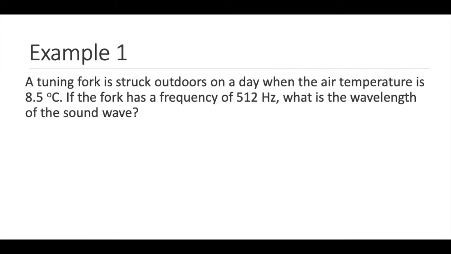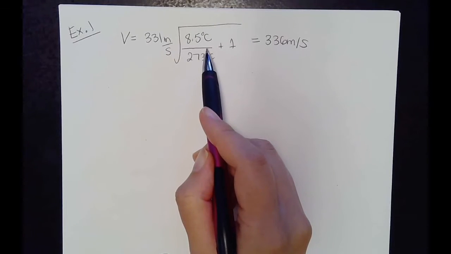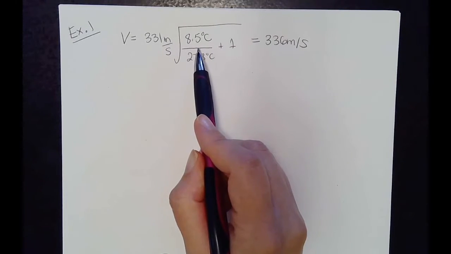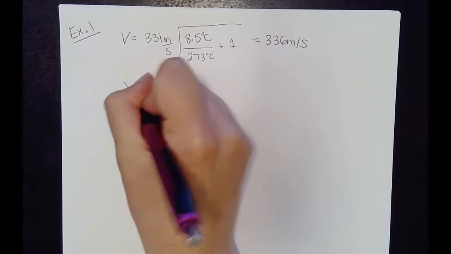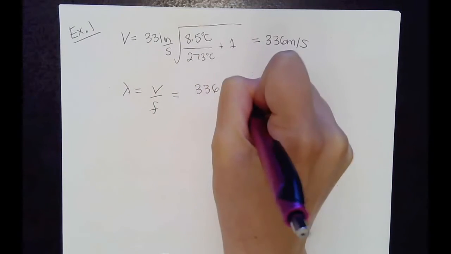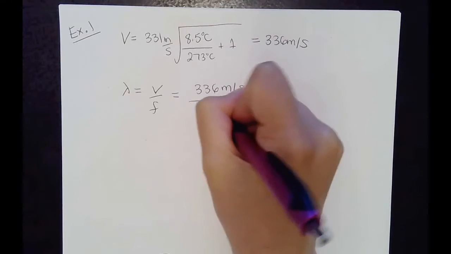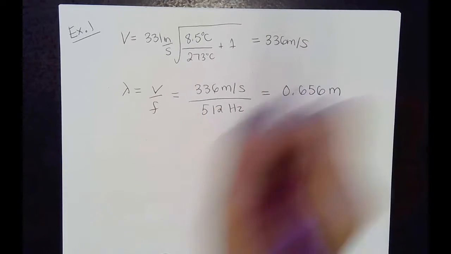Example 1, a tuning fork is struck outdoors on a day when the air temperature is 8.5 degrees Celsius. If the fork has a frequency of 512 Hertz, what is the wavelength of the sound wave? Okay, so first we want to use the formula to find the speed of sound at 8.5 degrees Celsius. So just plugging in 8.5 degrees Celsius here gives me 336 meters per second. And then with that, we can find the wavelength, which is V over F from the wave speed equation. So 336 meters per second over 512 Hertz, which is 0.656 meters for the wavelength.